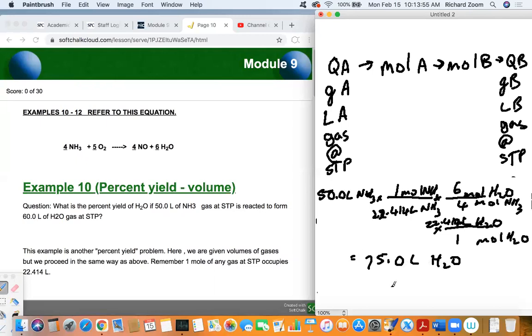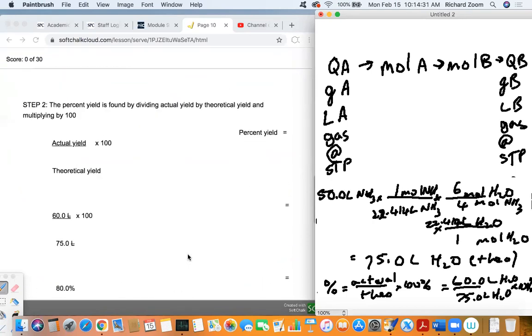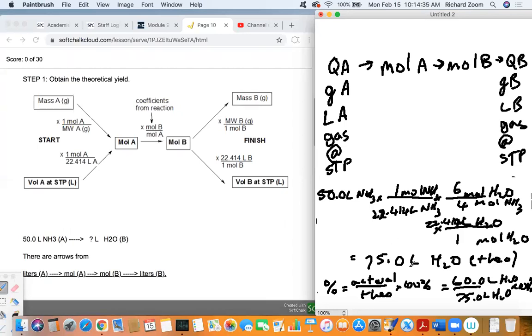And that's the theoretical yield. That's what we should have gotten. Now the percent yield is going to be actual divided by theoretical times 100%. The actual is given in the problem, 60.0 liters divided by 75.0 liters of water, times 100%. And that comes out to be 80.0%. Does anybody have any questions?